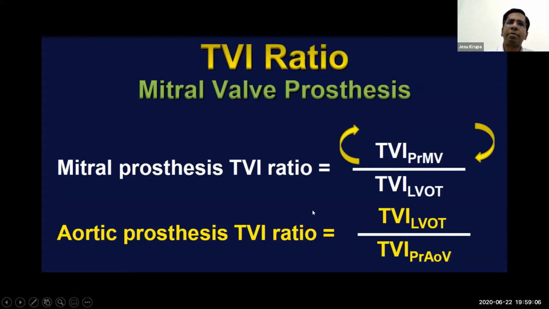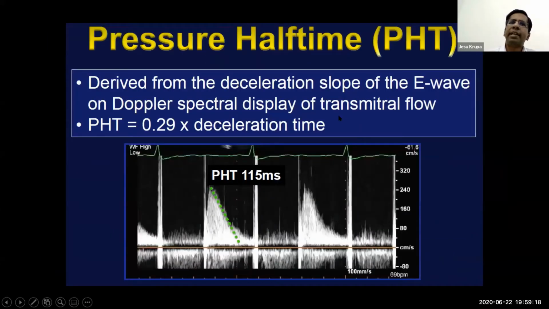So for the aortic prosthesis, all values will be less than 1, whereas here we are talking of all values definitely greater than 1. So that is something to bear in mind. The final commonly used measurement in the evaluation of prosthetic valves, prosthetic mitral valve, is the pressure half time.